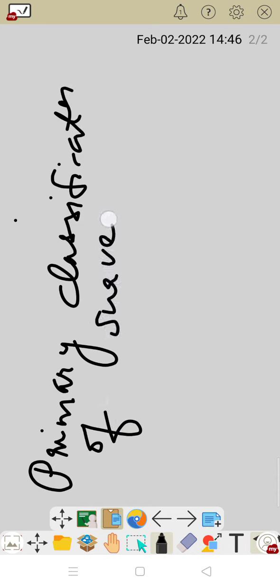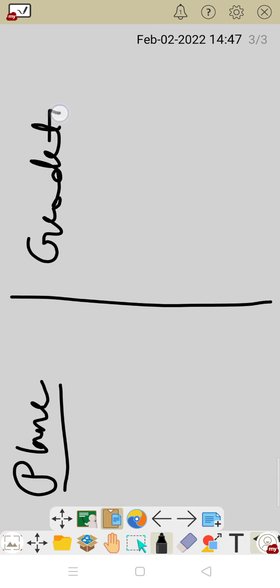Okay, so in this, as you all know, I think you will be familiar with this particular topic. Just as an introduction, I am giving you some description about the classification. Mainly there are two types of classifications for survey. The first one is plain survey, and the second one is geodetic survey. Plain means, as the name suggests, we are surveying a plain land, a plain area.